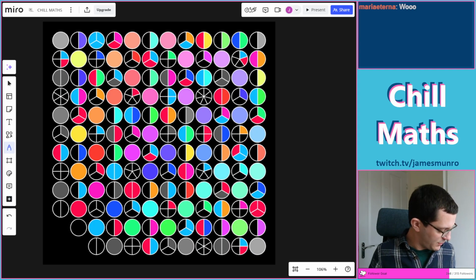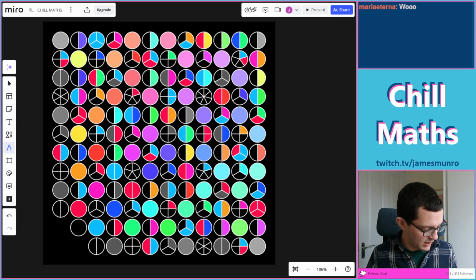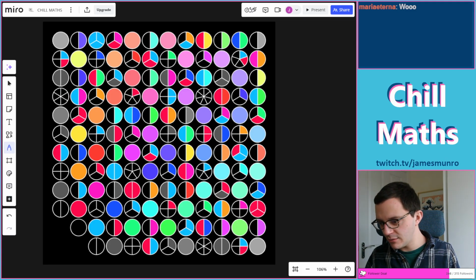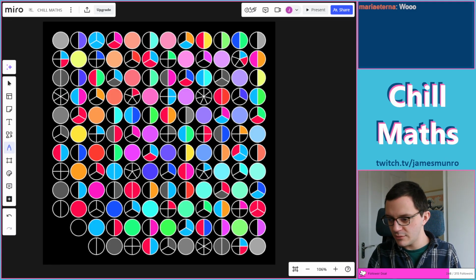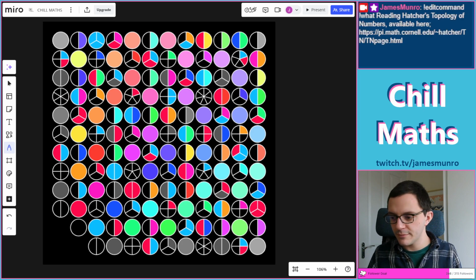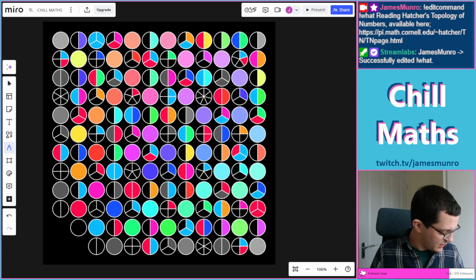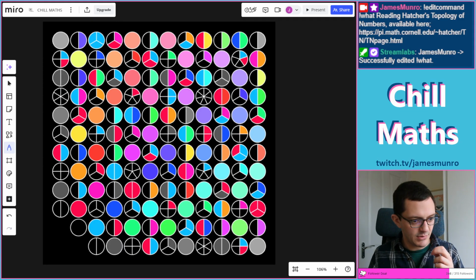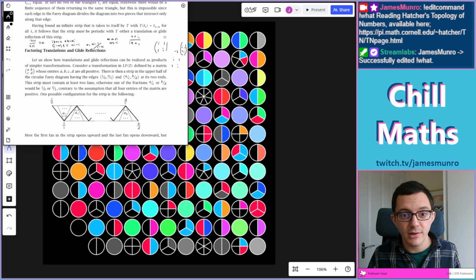So 1, 2, screen share, connect to app, paste the thing. Hatcher, what are we doing? We're reading, get a verb in there, we're reading Hatcher's Topology of Numbers, which is available here. Good. And then I accept over here. So if you want to play along, there's a link in chat to get the entire textbook as a free PDF, because Hatcher is cool.